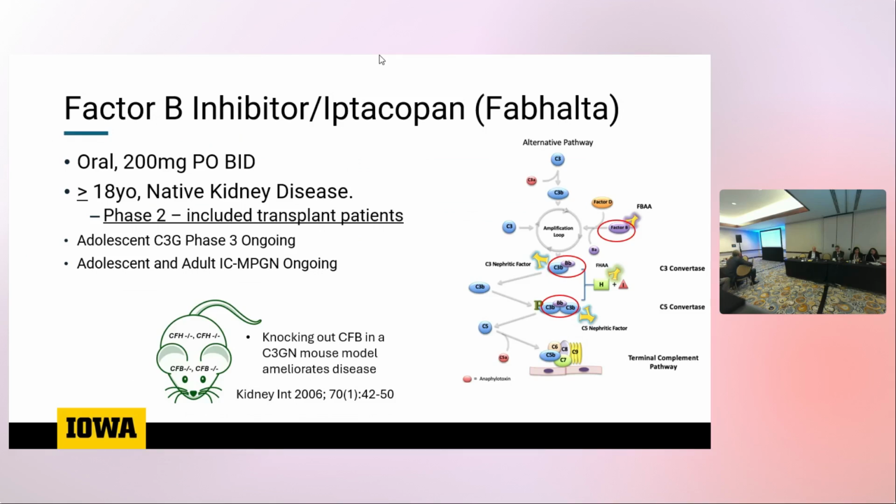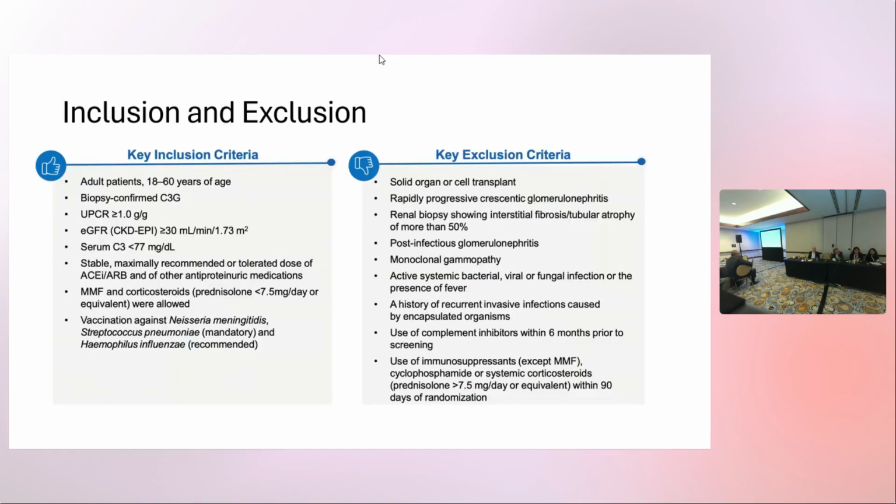And again, the sort of bench to bedside thing, I want to mention the fact that if you use a C3GN mouse model and you knock out factor B, so you essentially apply some iptacopan on this mouse, they do actually get amelioration of their disease. So it was a good background for us to have prior to actually thinking about using a drug such as iptacopan. Very quickly, there's the key inclusion, key exclusion.